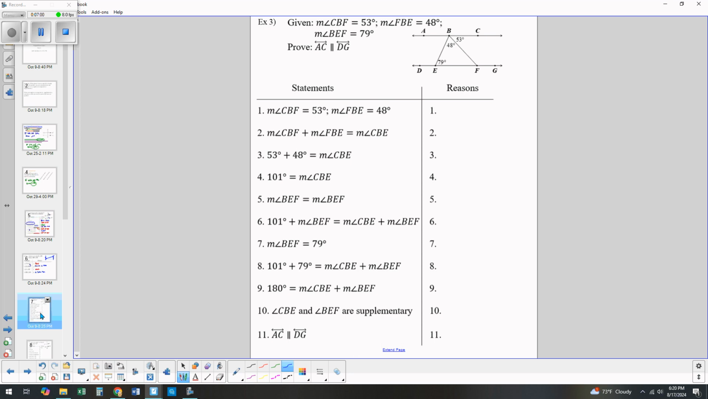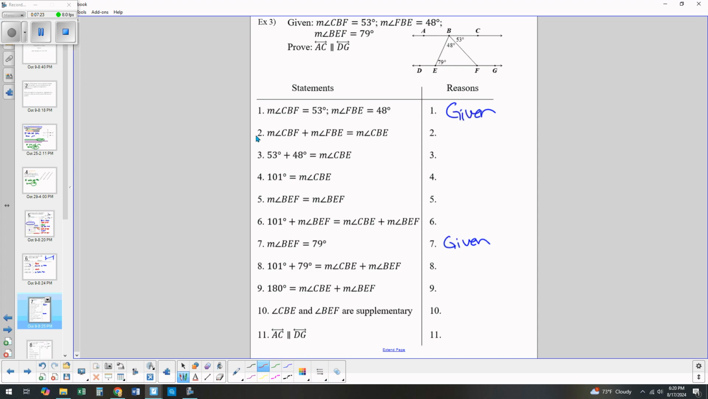And our third example, before you try one on your own, is a longer one. It has quite a few things that we have talked about in chapters 1 and 2. So I'm going to fill in my givens. I have the fact that these two are 53 and 48. And I also have that angle BEF is 79 degrees. That's down here in step 7.